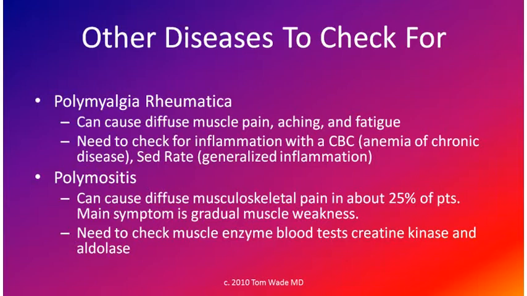Polymyositis is muscle inflammation that usually presents with only muscle weakness of gradual onset. But in 25% of cases, there can be muscle pain. We look for this disease with blood tests that are elevated in muscle disease, creatine kinase and aldolase.